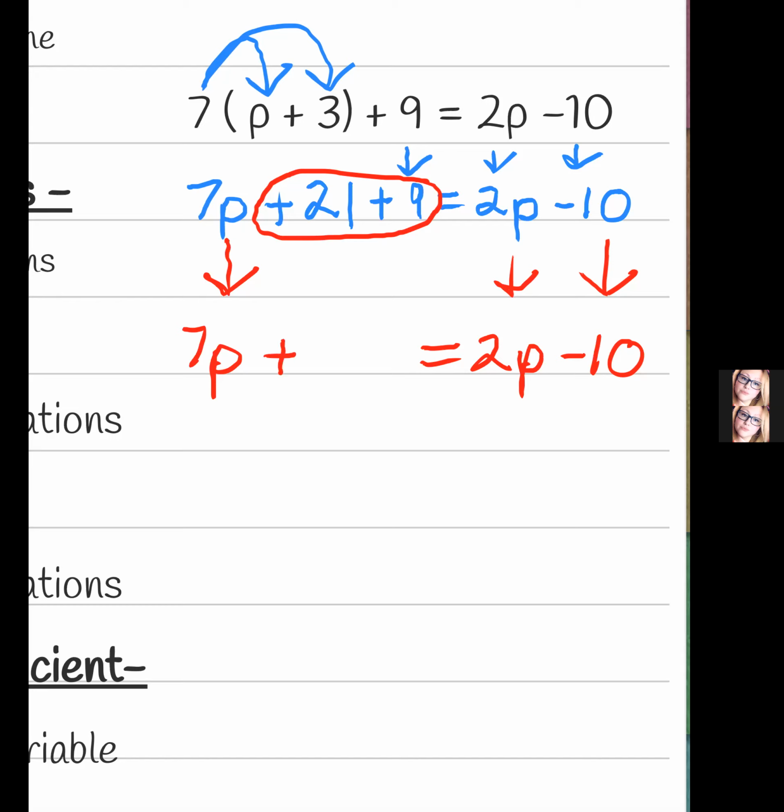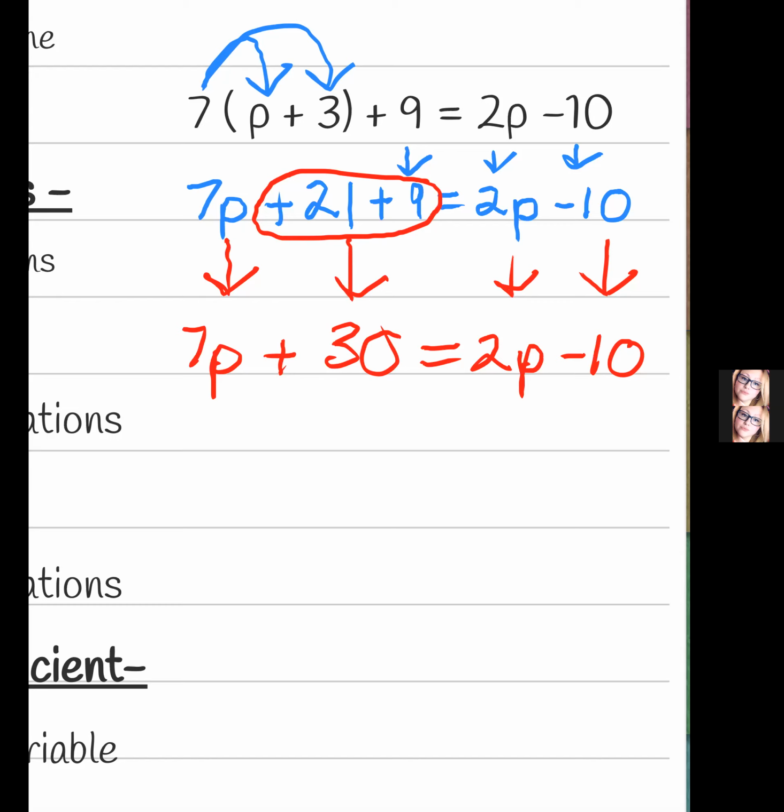Positive 21 plus 9 is positive 30. So when we combine those, we have positive 30. Like I said, Mr. Franco's handwriting will get better with time. Now we're going to move our variables.